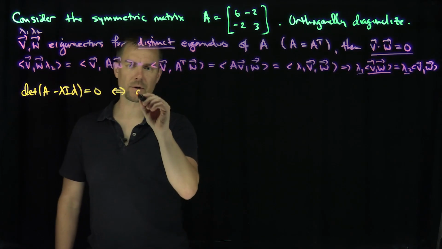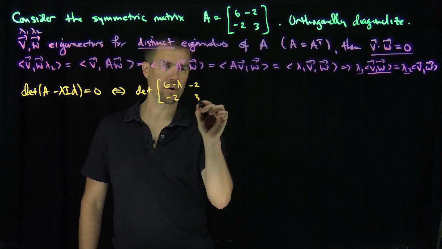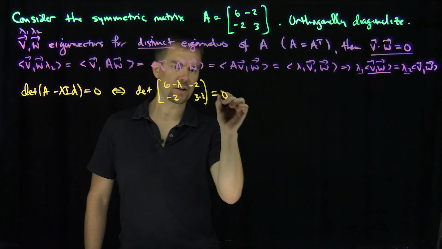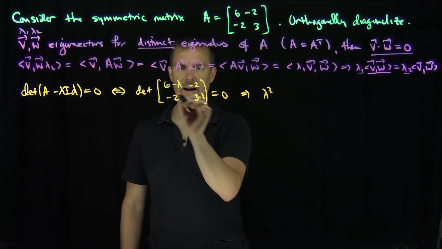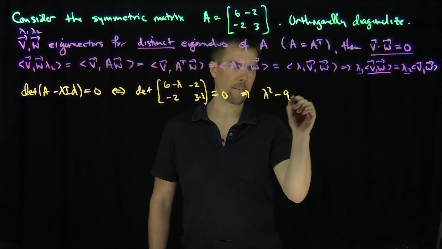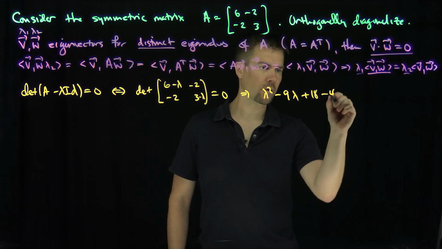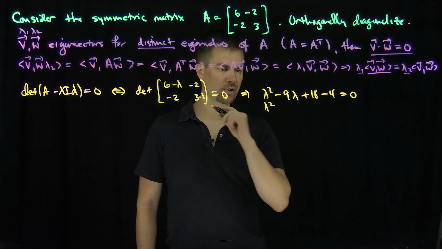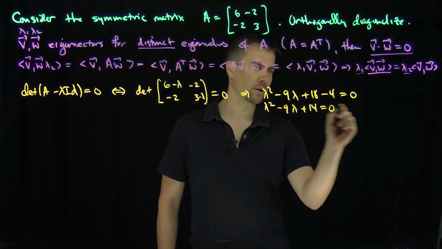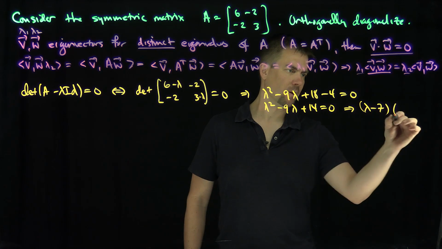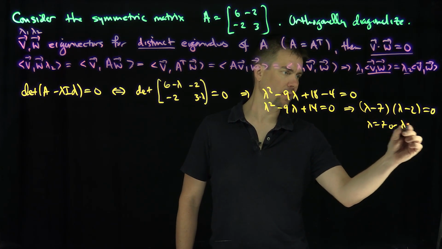That's the same thing as saying that the determinant of [6 minus lambda, -2; -2, 3 minus lambda] is equal to 0. And so I'm going to have lambda squared, then -9 lambda, and 18 minus 4 equals 0. So my eigenvalue equation is lambda squared minus 9 lambda plus 14 equals 0, which we can easily factor as lambda minus 7, lambda minus 2 equals 0. So my eigenvalues are 7 and 2.